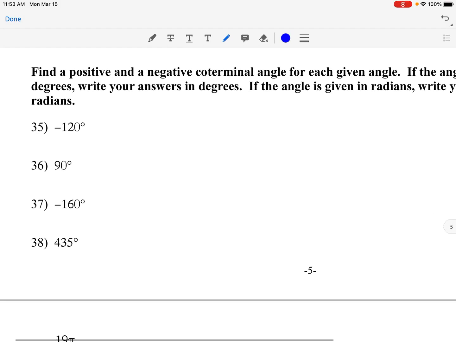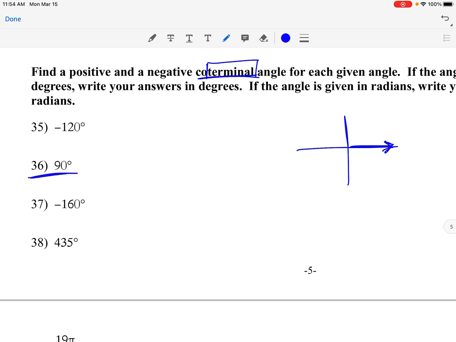Coterminal angles. This terminal part means they're going to terminate or end in the same place. If I have an angle in standard position, which will always start here, let's look at our 90 degrees. I know 90 degrees ends here, but if I don't draw the arc, it could mean a lot of things. Like this means 90 degrees if I went from here to here.